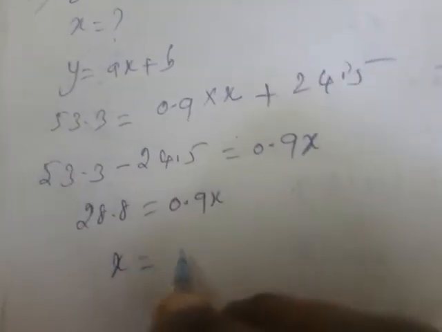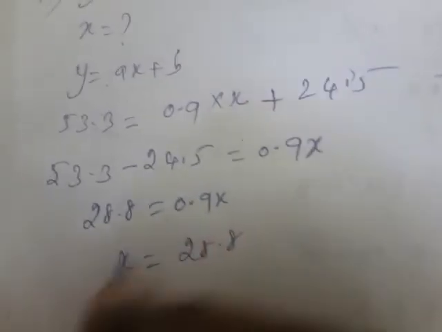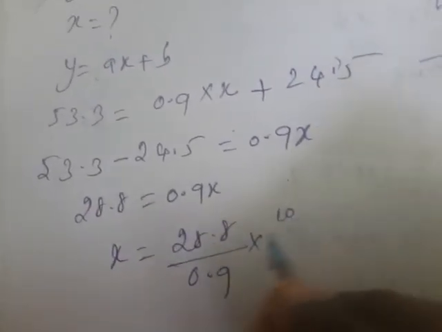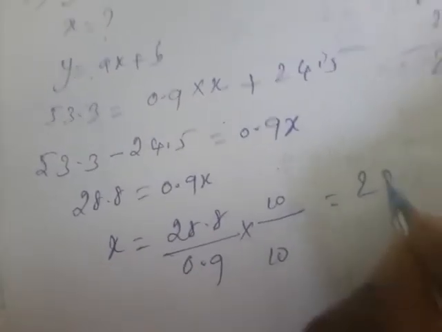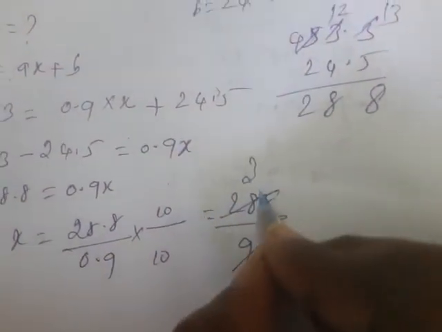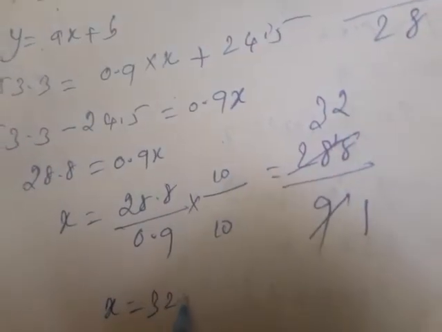So x is equal to 28.8 divided by 0.9. There is one digit after the point, so multiply by 10 on both: 288 by 9. 9 threes are 27, remaining 1; 2 nines are 18. So x equal to 32 centimeter. That's all. Thank you, students.